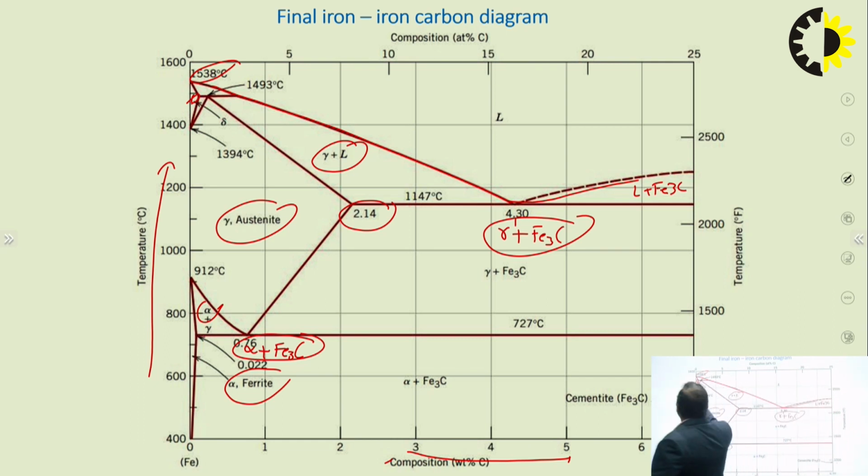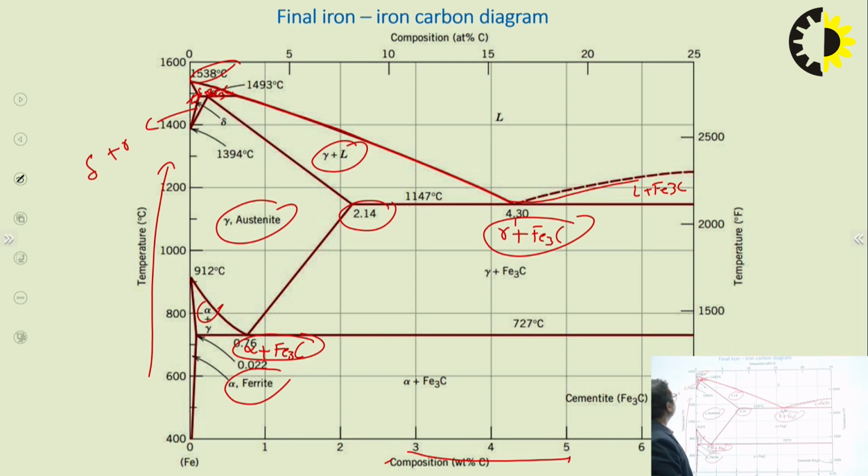Here delta phase is there, here liquid phase is there, so you can see delta plus liquid. Here gamma phase is there, here delta phase is there, so here you will see delta plus gamma. So you can see there are three different reactions in this iron carbon equilibrium diagram.